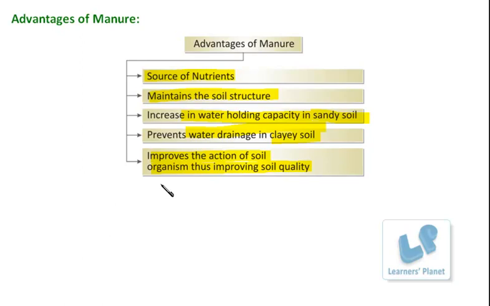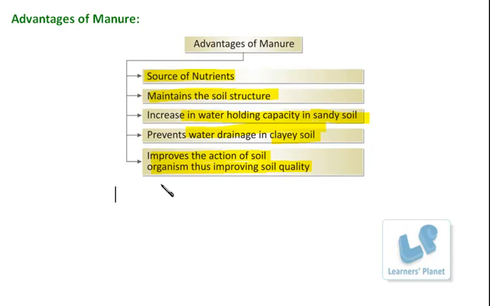Now the disadvantage of this is that first of all, it is required in more amount, so its transportation is quite difficult, its supply, its addition is quite difficult. Secondly, it is not supplying the specific nutrient according to the type of plant. Rather, it is supplying the nutrients in general. Otherwise, another important point is it is eco-friendly. It does not cause the pollution. So, because of all these reasons, manures are preferred.